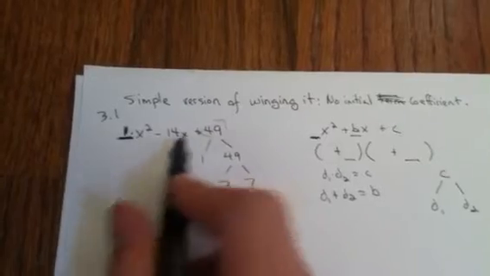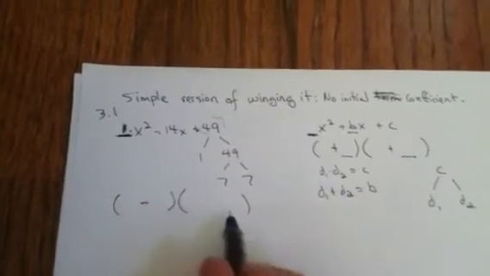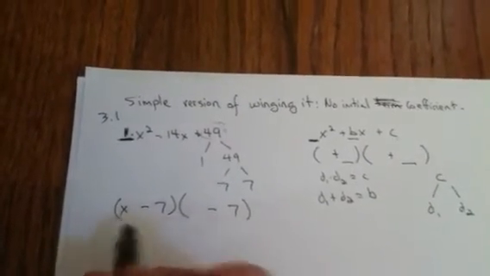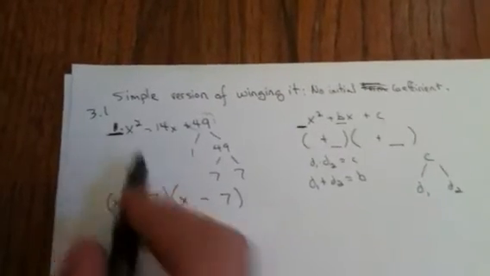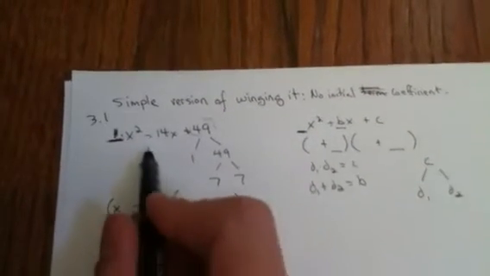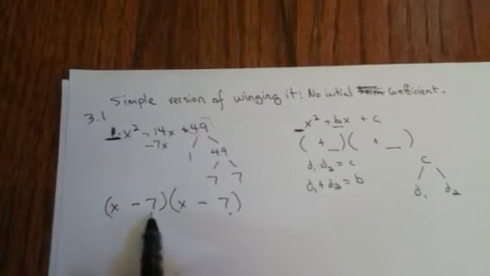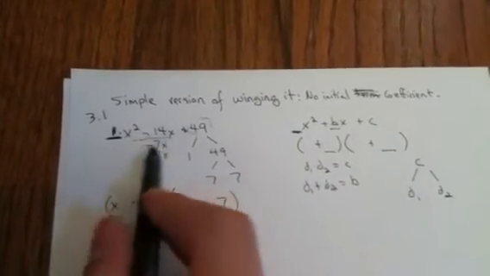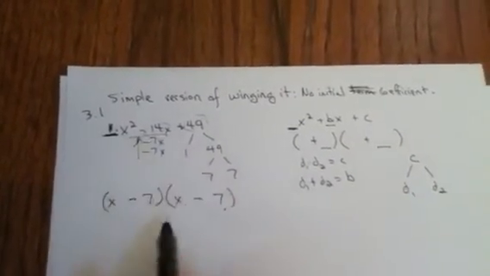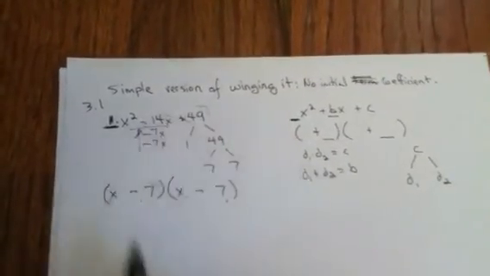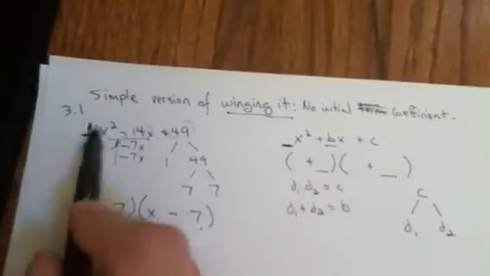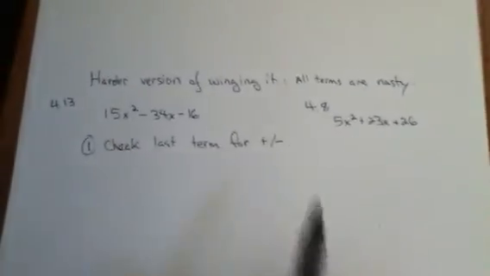We have a plus term here, but we have a minus term there. So we need a minus and a minus to make that work out. And we have a 7 here and a 7 there, an x there, and x there. So x times x is x squared, x times negative 7 is negative 7x, but negative 7 times x is also negative 7x. We sum these together to get negative 14x, working that way, and then we multiply negative 7 times negative 7 to get 49. So that's how you do easy winging it for the simple version where you have no initial coefficient right there. It's just 1.